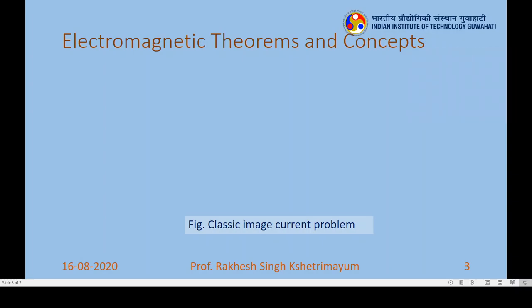So let us look at the original problem. The original problem is that I have an infinite conducting surface, and at the distance d above the infinite conducting surface I have an electric current density J, which is shown by the red colored arrow here. The direction of the current is shown by the red colored arrow here. So this is the problem.